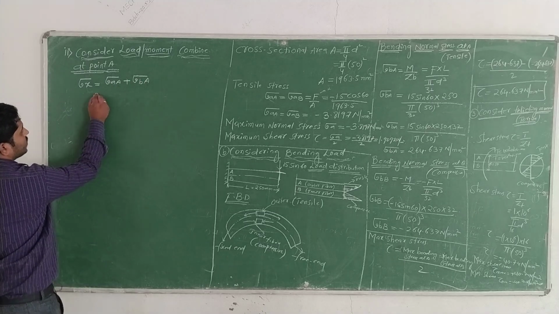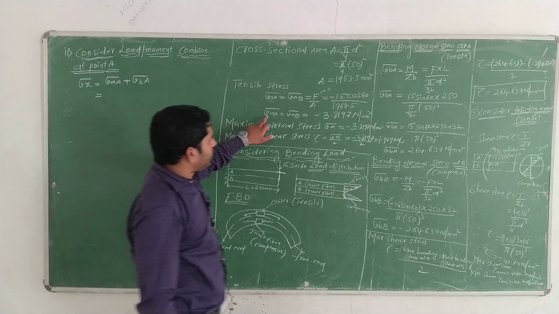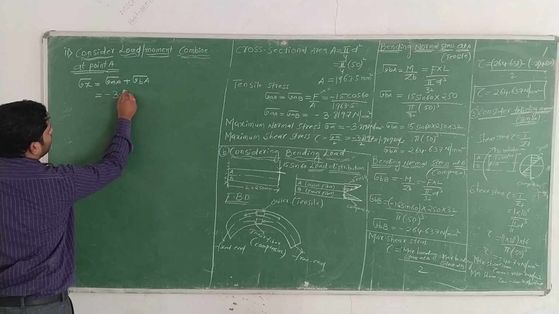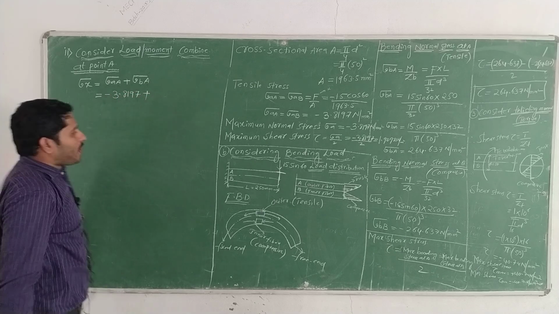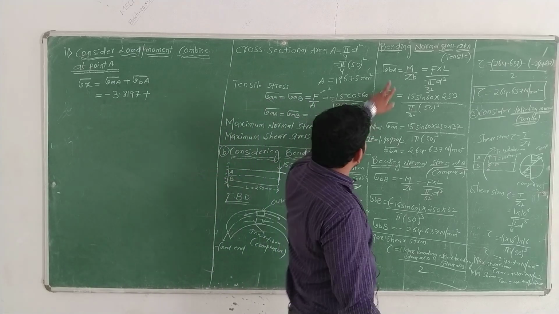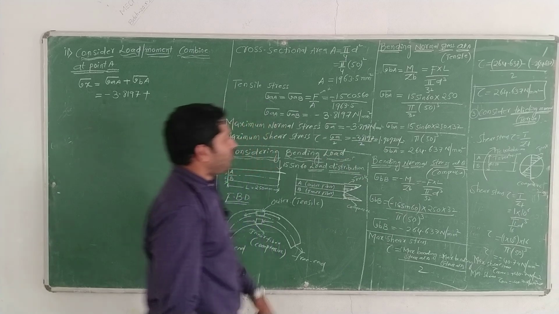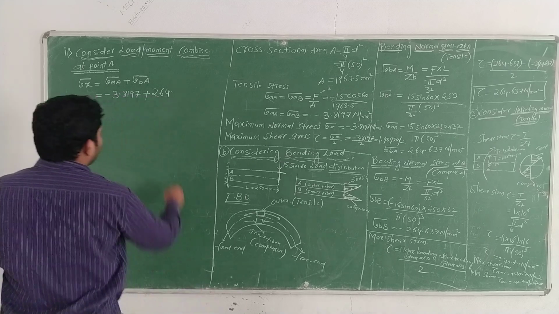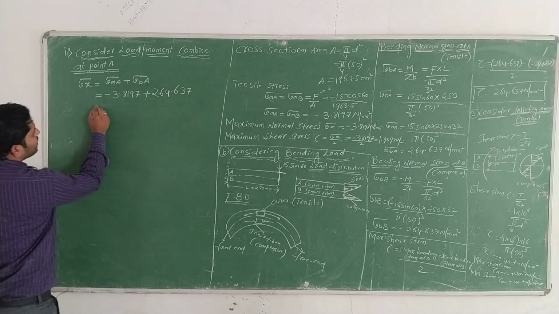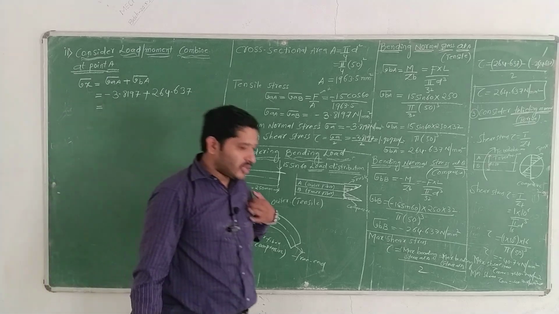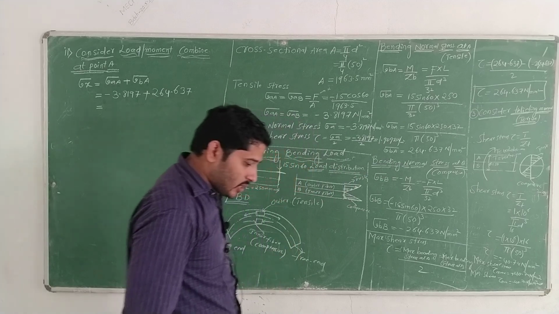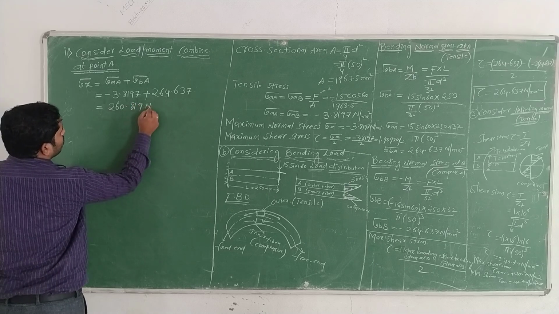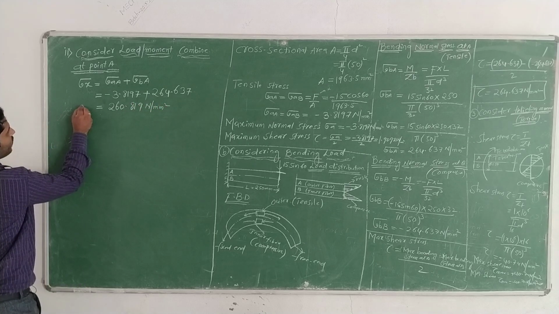Let us see the axial stress, how much we got here. The axial stress we got is minus 3.8197, plus the bending stress value. The bending stress at A we got is plus 637. If you subtract this value, then you will get the value of sigma x. So I am getting sigma x as 260.819 Newton per mm square. That is the value of sigma x.